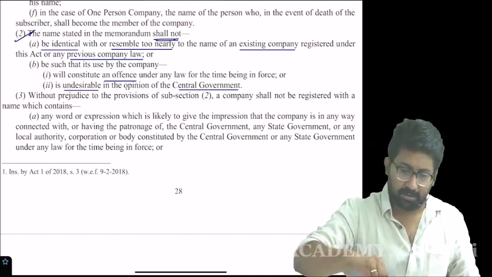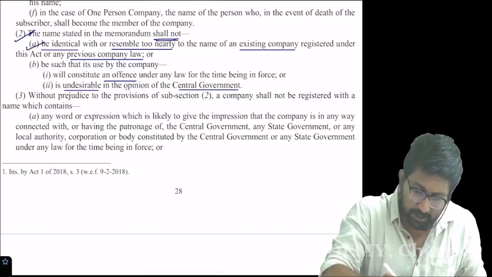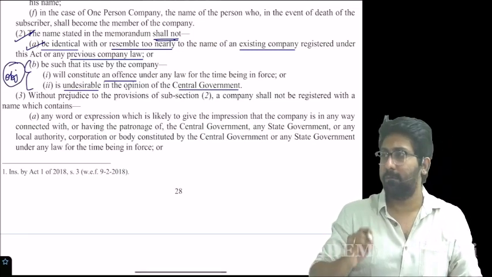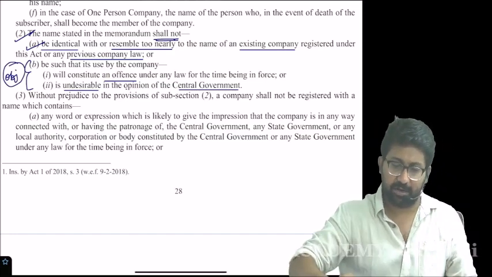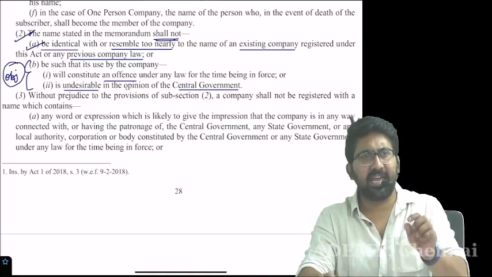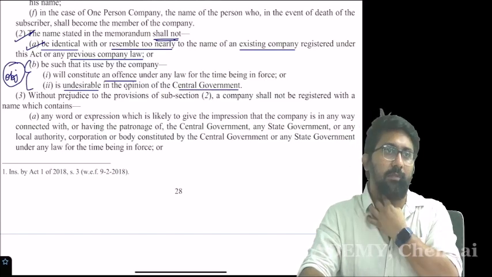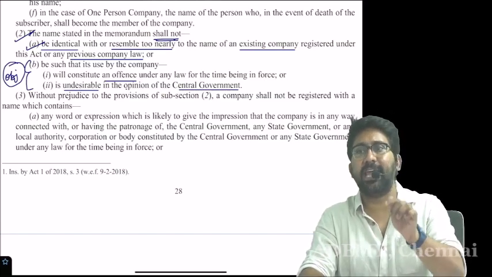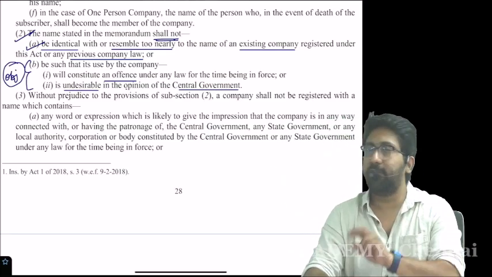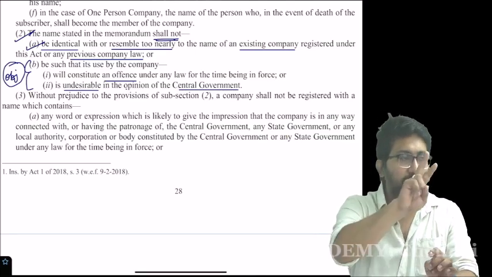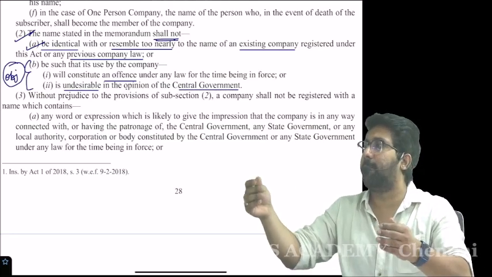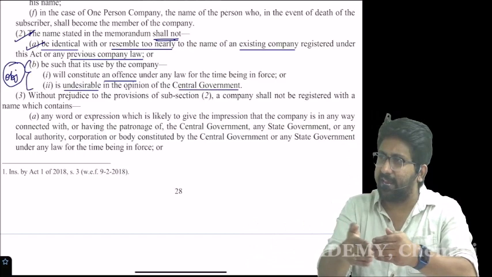Two things are said. One is similarities. Next one is objectionable. Let us understand the idea behind. Already there is a company with the same name or identical name. I should not again allot the same name, identical name or a similar name to another company. That's why you use two words here: identical or too nearly resemble. Everyone repeat, identical or too nearly resemble.